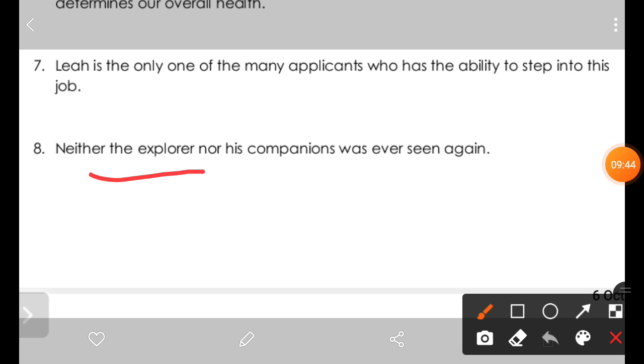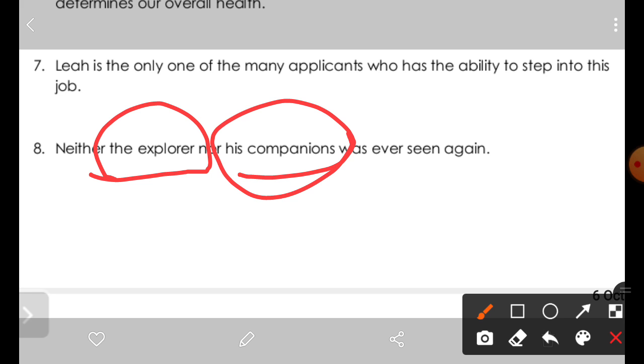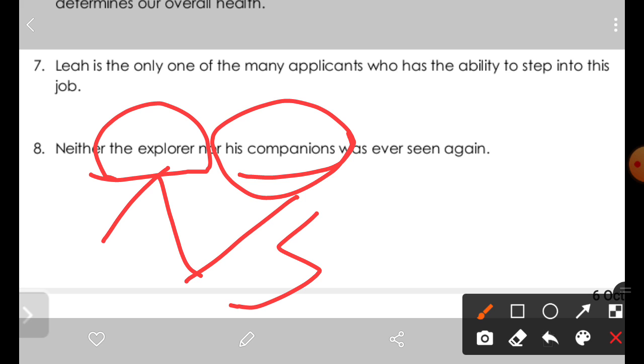So let's see the subjects clearly. Neither the explorer, so we are talking about the explorer, nor his companions. Here we are talking about his companions. So those two are subjects. Clear? But this explorer is your singular subject without s, and your companions is your plural subject. This is your plural subject because s is there in the spelling of companions. So we have a singular subject and a plural subject.